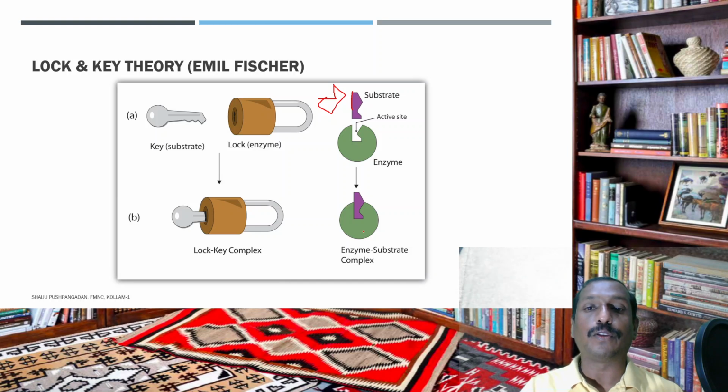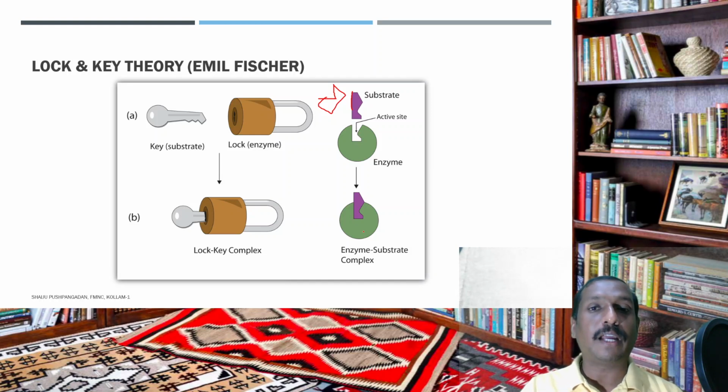The enzyme substrate complex can become possible only if the active site of the enzyme can properly accommodate a substrate. Only some specific substrate can bind with the active site of an enzyme. So that theory is just like a specific key can open a lock. Only the right key can open a lock. A wrong key cannot open a lock, that means a suitable substrate can only bind with the active site of that particular enzyme. So this theory is called the lock and key theory, proposed by Emil Fischer.